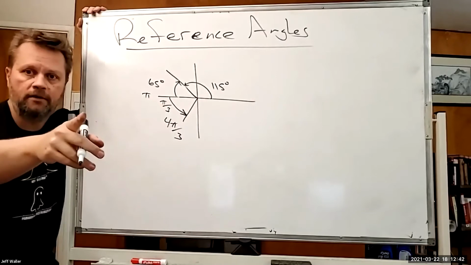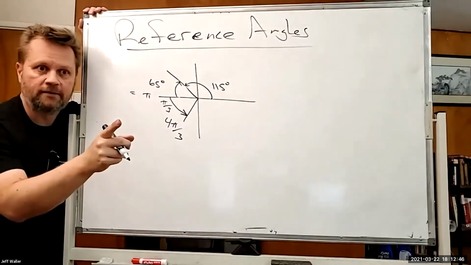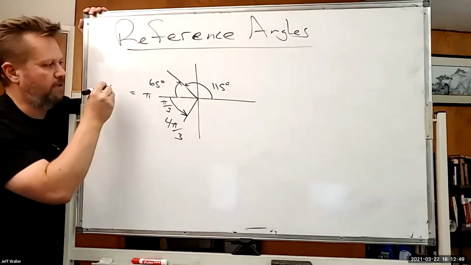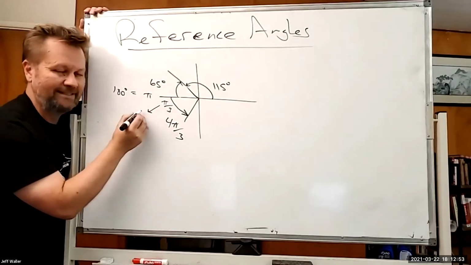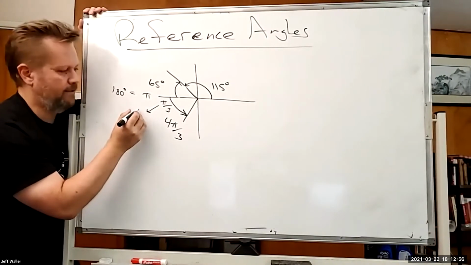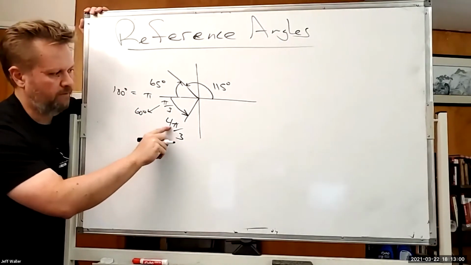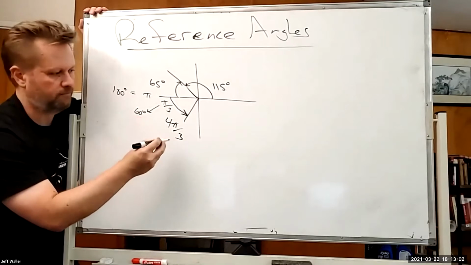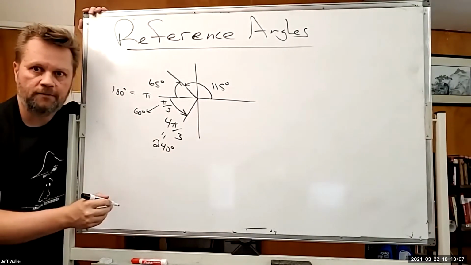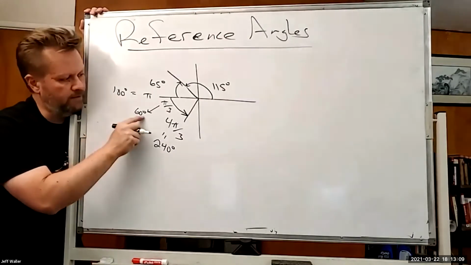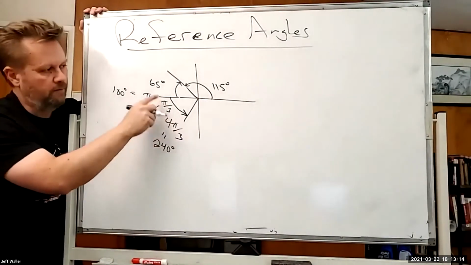Now, real quick, do me a favor. Pi is how many degrees? 180. Pi over 3 is how many degrees? 60. And what would 4 pi over 3 be? That'd be 4 times 60, right? What's 180 plus 60? 240. See, that's how far apart those are.